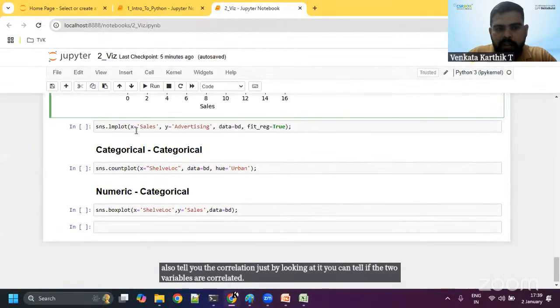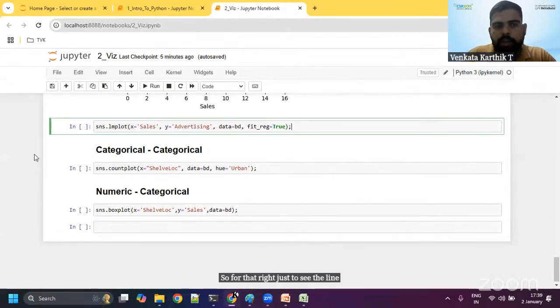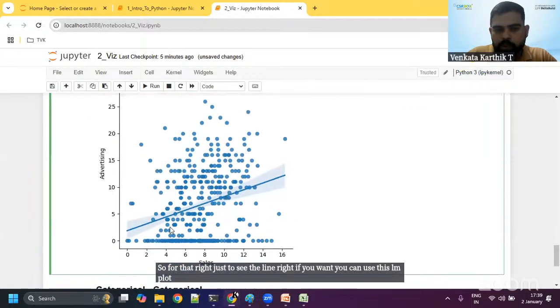For that, just to see the line, if you want, you can use this LM plot. So you see here now, what do you think is the correlation between sales and advertising? Do you think there is correlation?